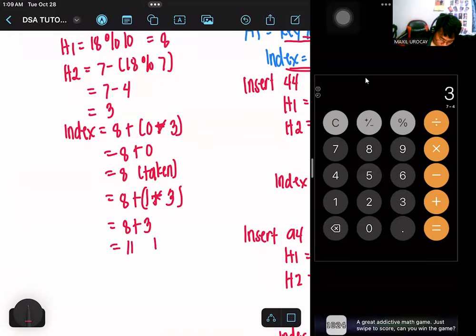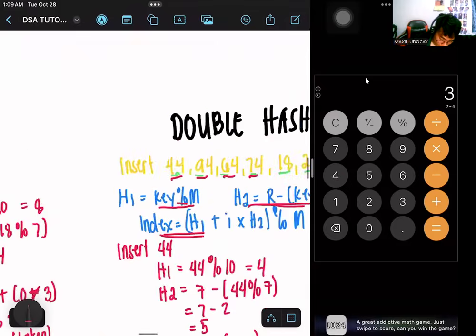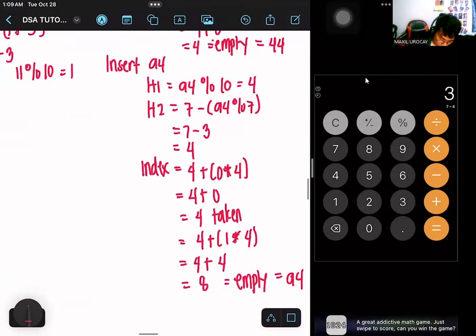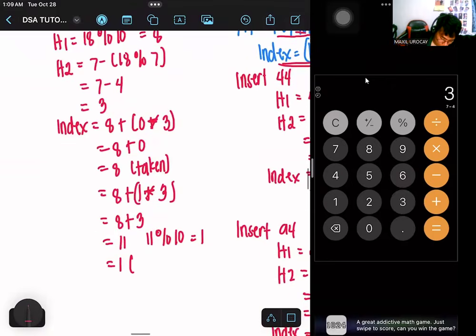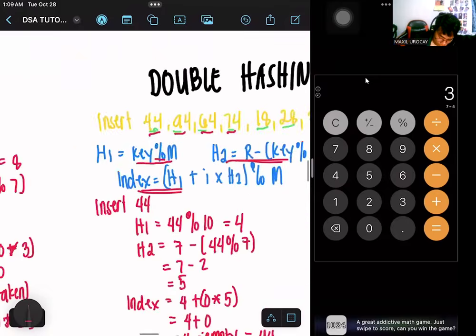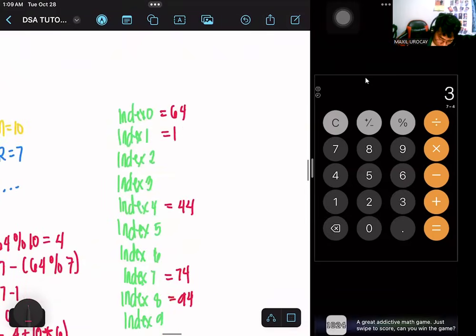So 11 is more than the bucket. So 11 over 10. So 11 divided by 10 is 1, 1 times 10 equals 10, 11 minus 10 equals 1. So therefore, index 1, let's try to check index 1, that is empty. So therefore, we can insert in your index 1 this 18. So index 1 is 18.